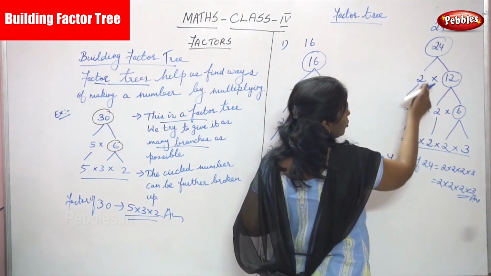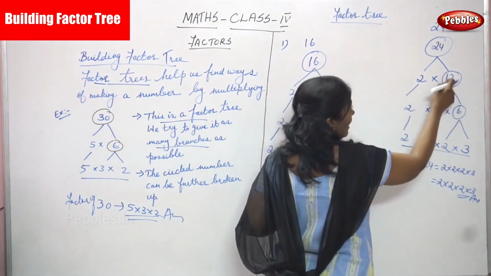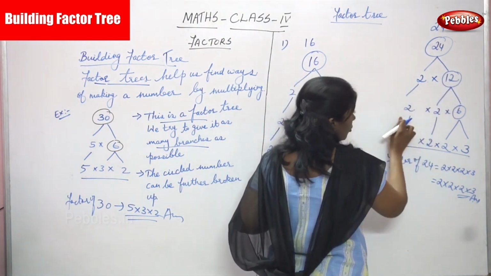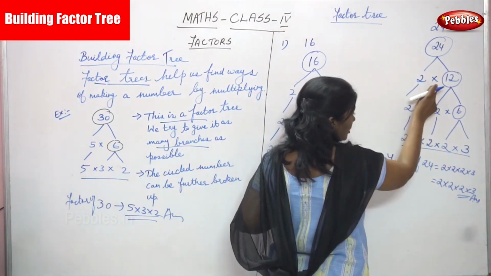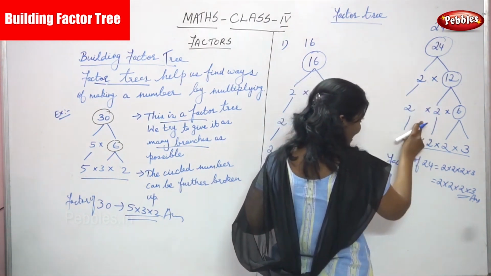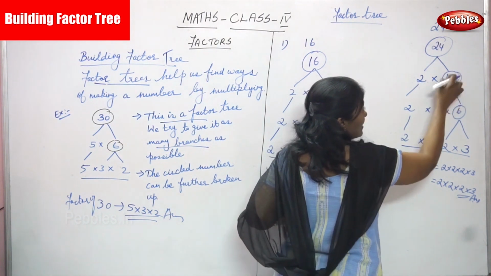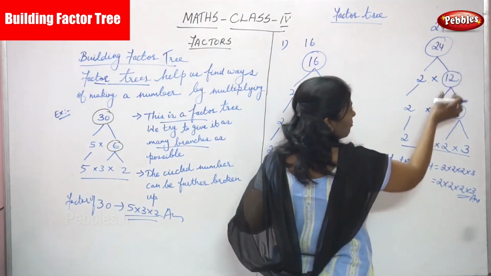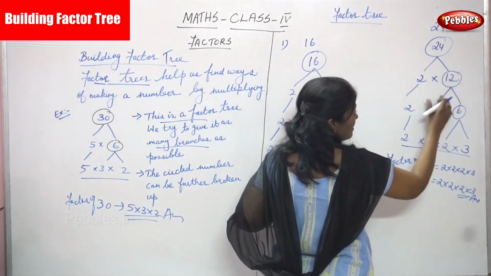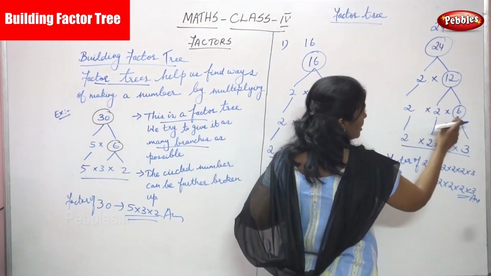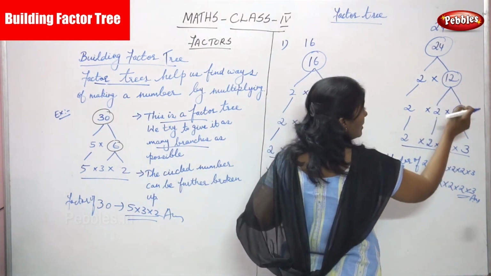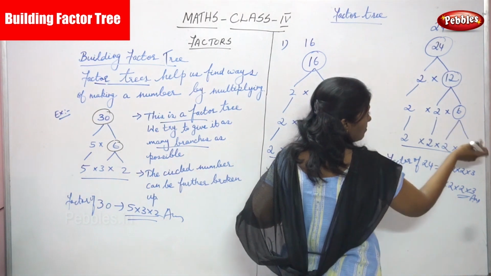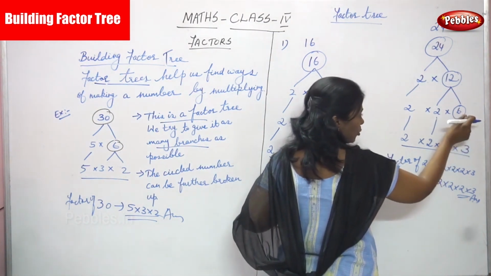So 24. So 2 into 12. 24 again I have to factorize. You just bring down the 2 here and put the multiplication sign. Bring down the multiplication sign here also. If I circle the number, you have to factor the particular number. That means I'm going to break up the number. So that is 2 into 6. Again I have to put the circle. That means I'm going to find the factor of 6.